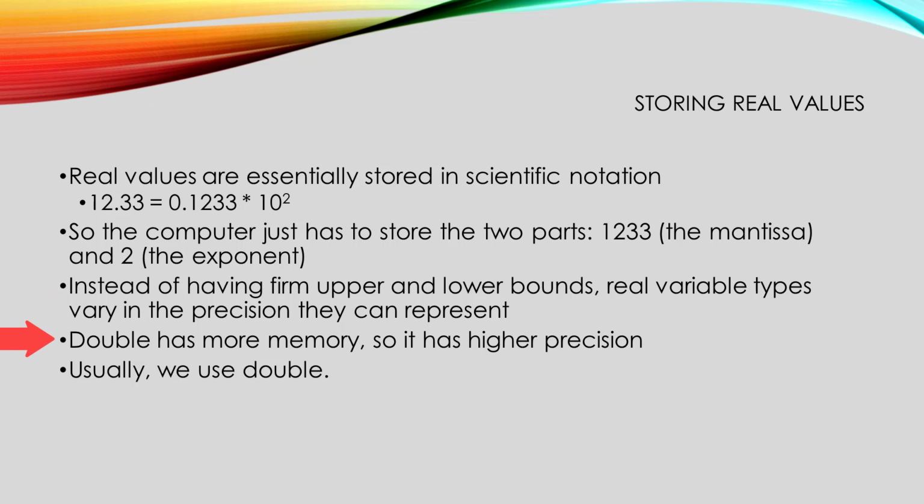The primitive type double has more space for the mantissa and for the exponent than float, so it has higher precision. Even though it takes more space, we usually use double. The Java API usually uses double, so matching that means we will have fewer type conversions.